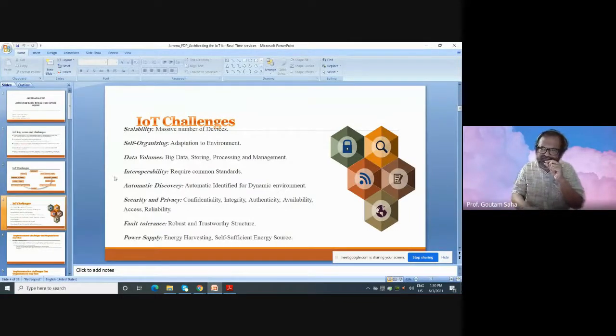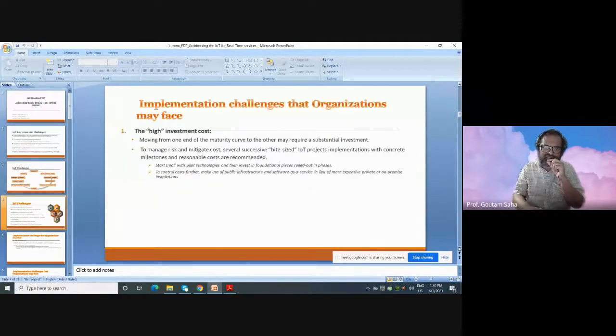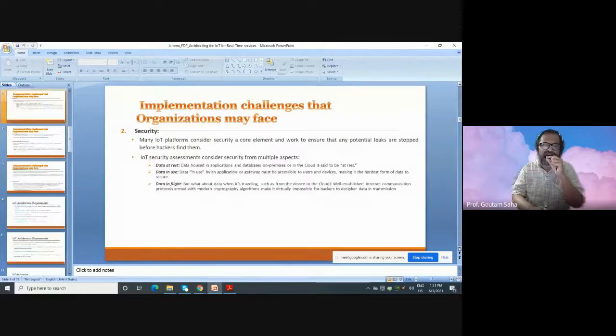This is industry. If you can satisfy this, you are king. If you cannot, perish. Next, implementation challenges of the high investment cost. That means if you are going to implement these things with the IoT devices, it will always cost you very high investment. And next, security is definitely an issue.